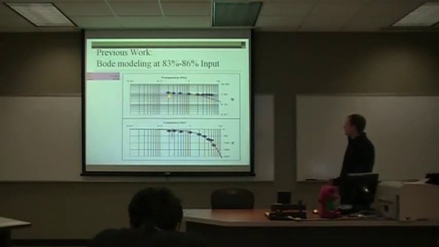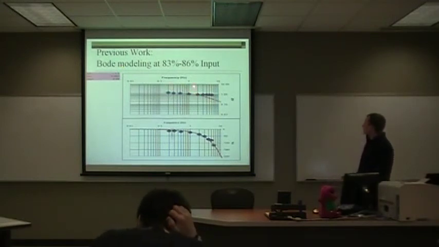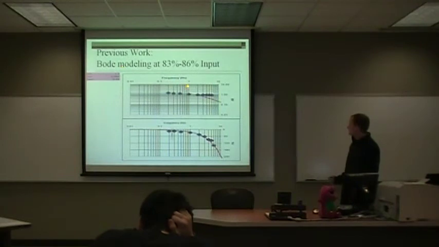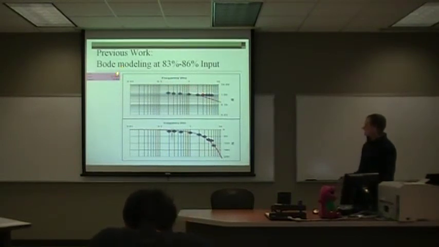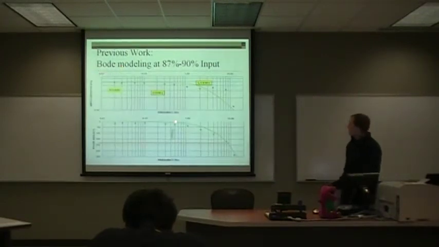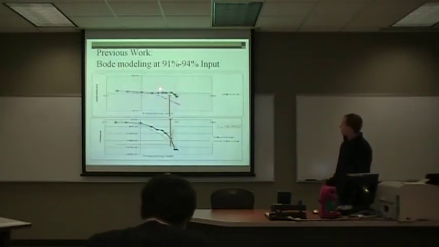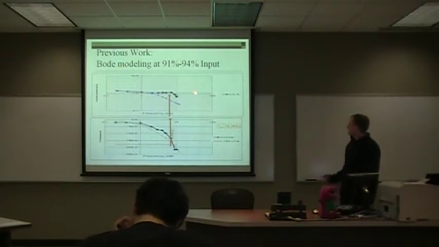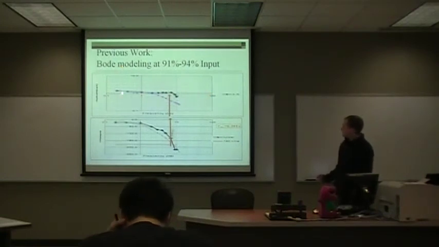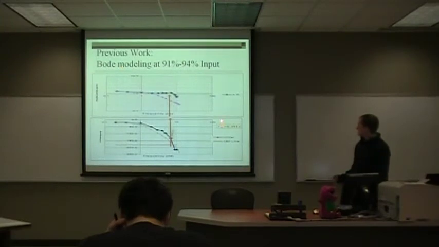This is our Bode plot with modeling for 83 to 86%. The K was 1.3, T0 was 0.062, and tau was 0.09. This is for 87 to 90%. The K was 1.4, tau was 0.09 seconds, T0 was 0.06. And this is our Bode plot with modeling for 91 to 94%. And the ultimate frequency for this was 6.9 hertz.